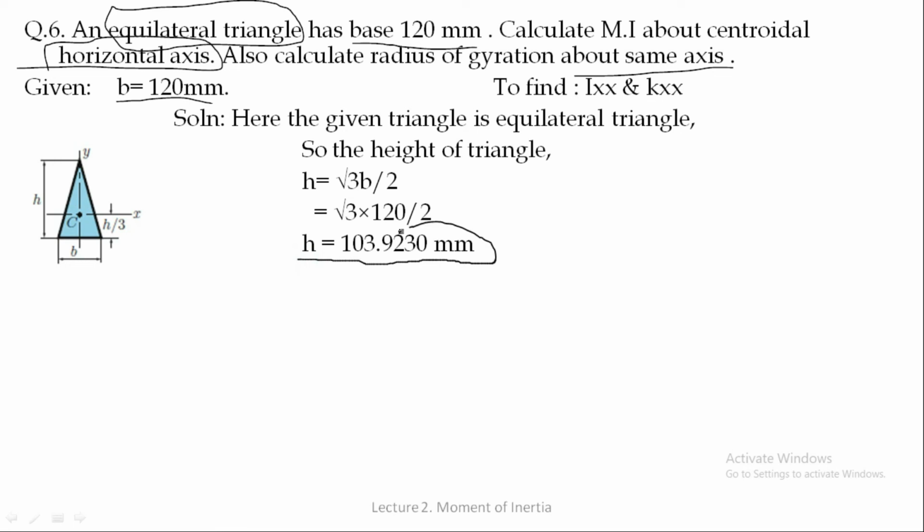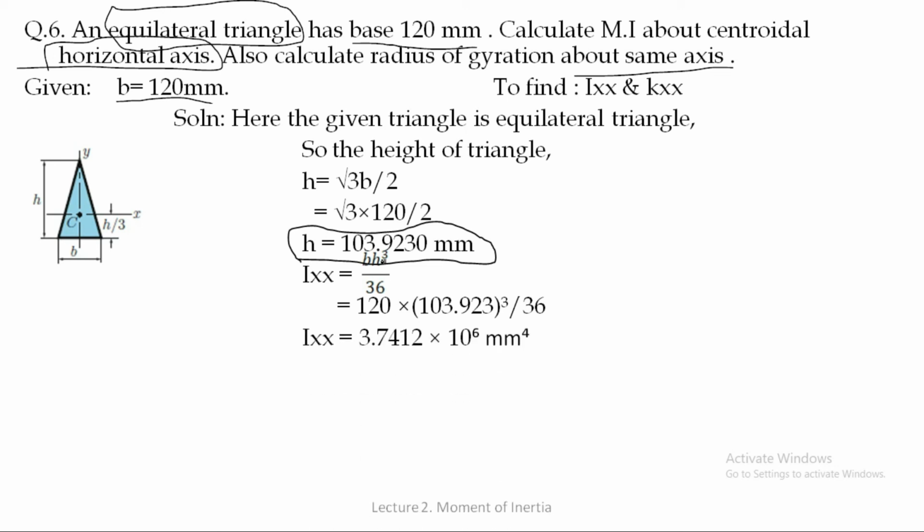H is the height of the rectangle. H is the height of the triangle. Now what do we have to find? We have to find the value of Ixx. The formula for Ixx of a triangle is b h cubed upon 36. The value of b is given in the question, and we have found the value of h. So putting those values in the formula, we will get the value of Ixx.